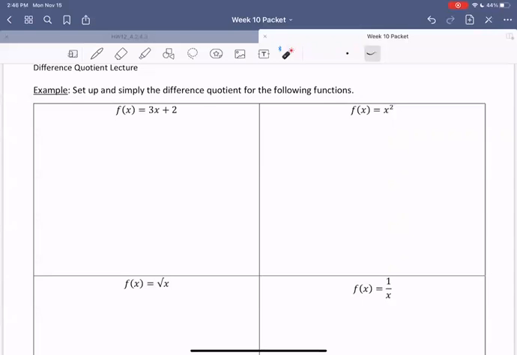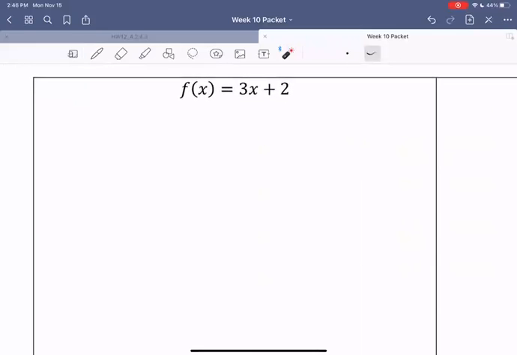In this video, we are going to set up and simplify the difference quotient for the following family of functions. So let's get started. So in this first problem, we have f of x is equal to 3x plus 2. So just a reminder, that difference quotient looks like f of x plus h minus f of x all over h. So for us, our f value, let's first just compute what f of x plus h looks like.